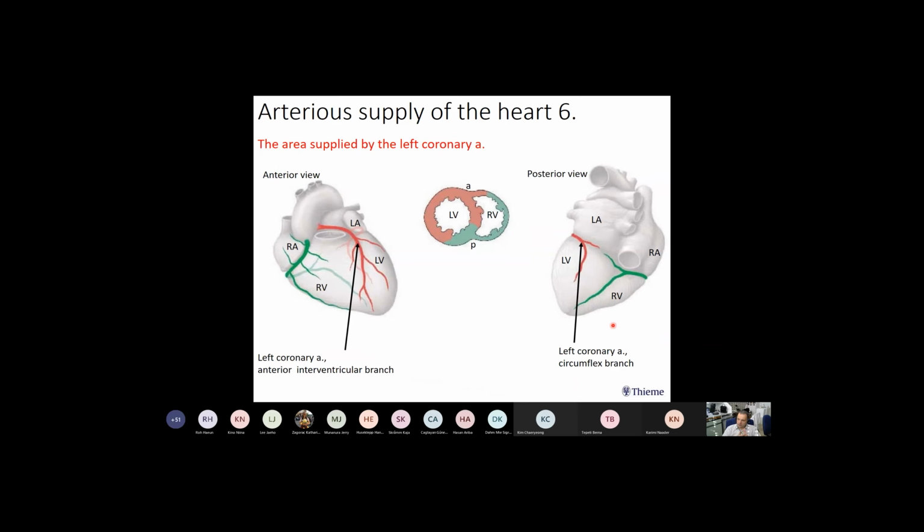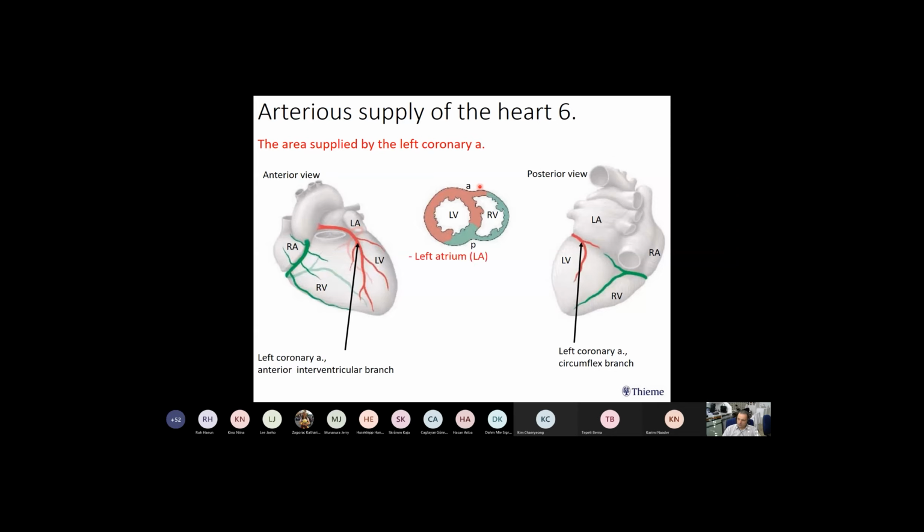Okay, let's go back to this slide again, and now I would like to tell you the area which is fed by the left coronary artery. So now you have to focus on the red color, and the red artery here is the left coronary with the anterior interventricular branch and with the circumflex branch on the back side. And again, the scheme shows you the red highlighted area that is supplied by the left coronary.